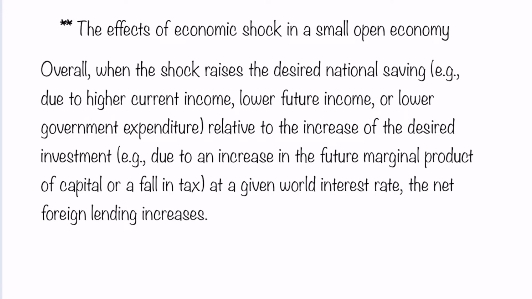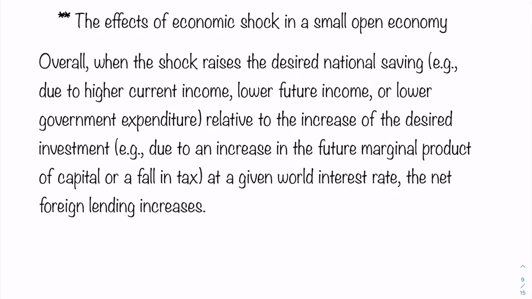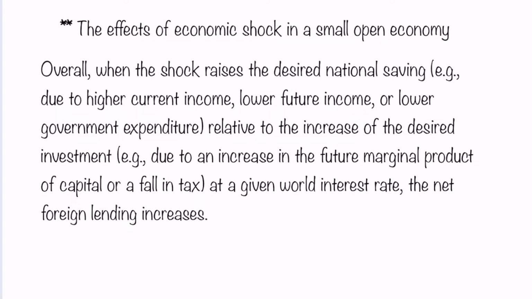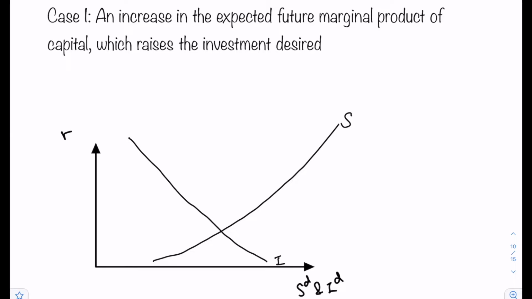and it also will have more net exports. On the contrary, if the increase of the desired national saving is smaller relative to the increase of the desired investment, then the net foreign lending should fall. So now here come two examples. The first example I want to show you is about an increase in the expected future marginal product of capital, which only raises the investment desire.